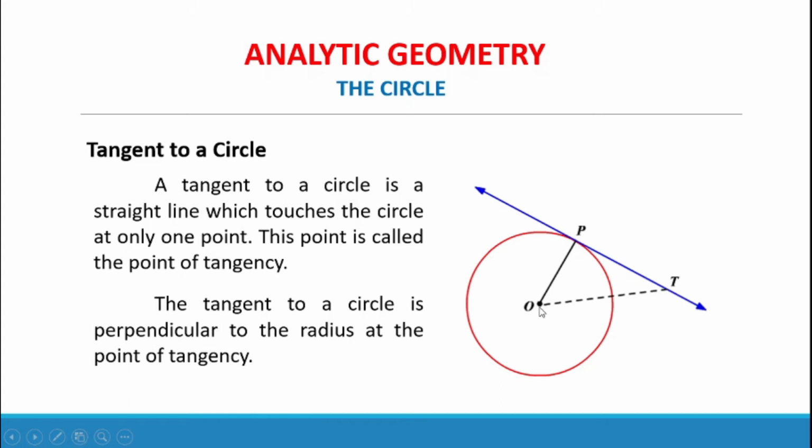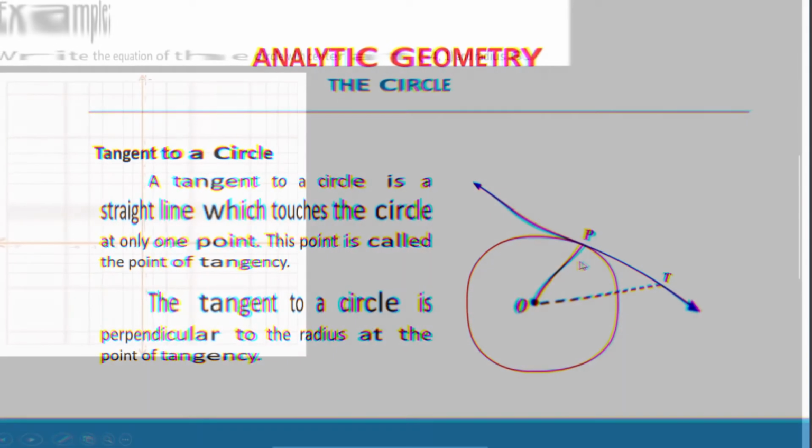The center of the circle is at point O, and point P is the point of tangency. A tangent line touches the circle at point P, and that tangent line is perpendicular to the radius at the point of tangency.